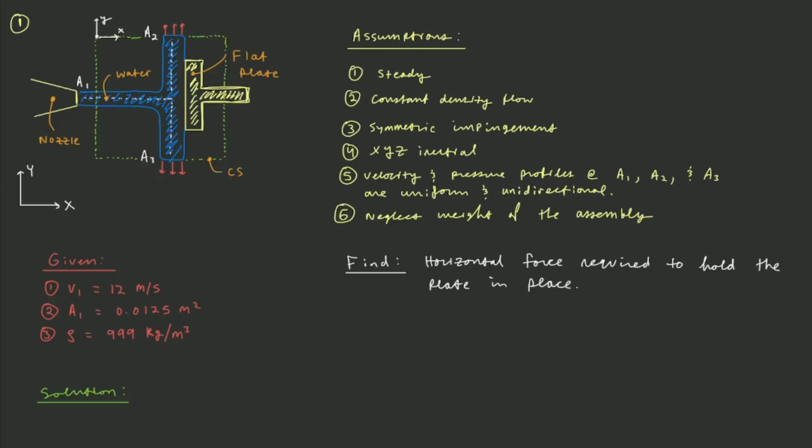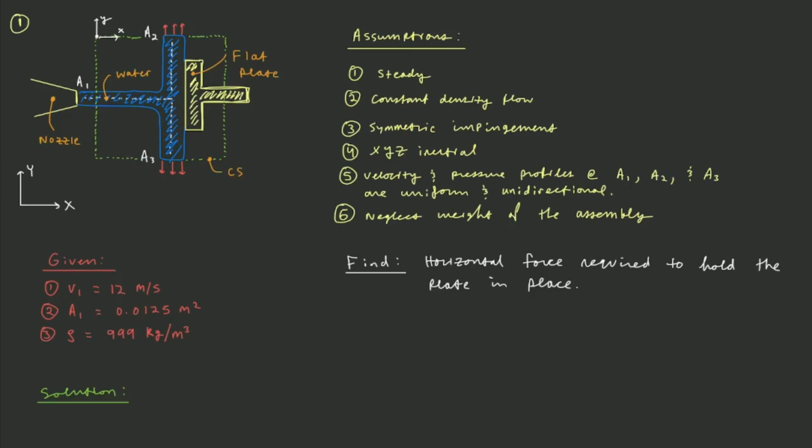So to begin, let's look at some of our assumptions. One, we're looking at a steady system, so no time-varying behavior. Two, we're looking at a constant density flow, so a flow that is incompressible and isothermal. Three, we're looking at symmetric impingement, so the velocity at 2 and the velocity at 3 are equal, the average velocities, and the area at 2 and the area at 3 are equal. It's a simplification, but it's there to make the problem a little bit more manageable to solve.